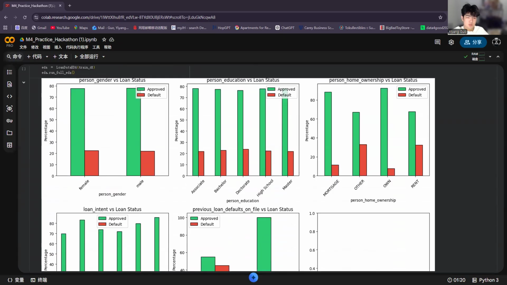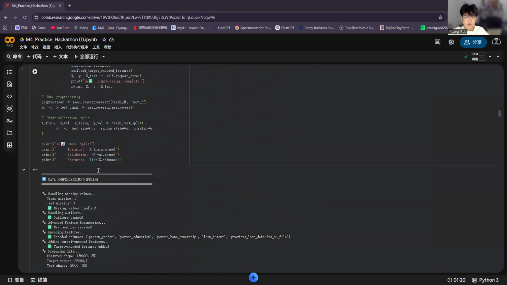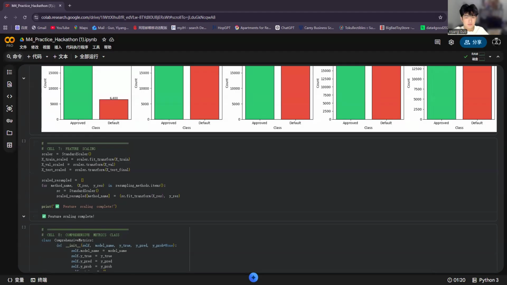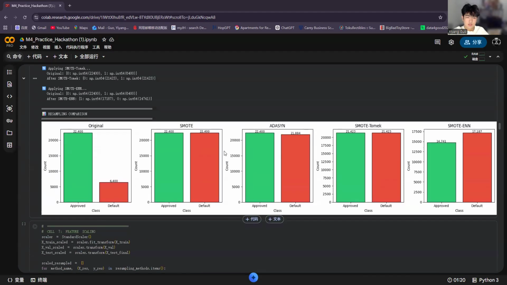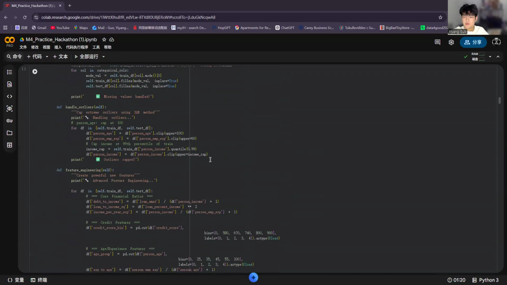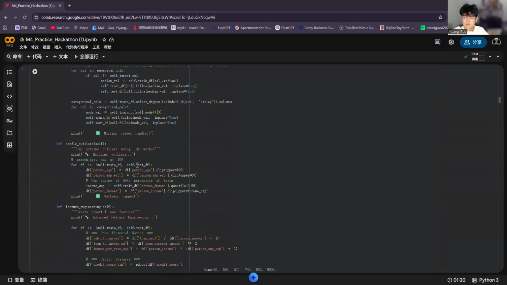For numerical distributions, we noticed clear outliers, extreme ages above 100 and a long right tail in income. And the correlation heat map shows that the strongest relations with default are loan percent income, loan interest rate, and previous loan default on file. These features guide later feature engineering.